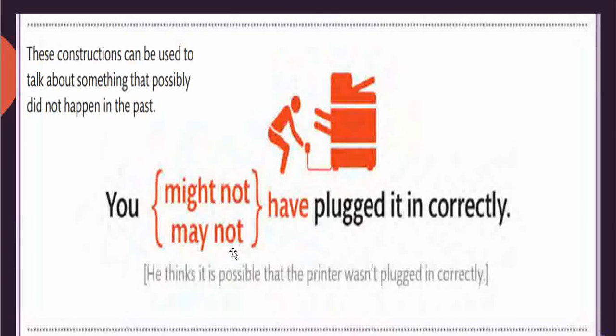Now, why use may and why use might? May is also possible, but it is informal and less likely. Might not have is formal and showing a negative possibility. He thinks it is possible that the printer wasn't plugged in correctly. So that means it was a possibility in the past that something was not done properly in the past.